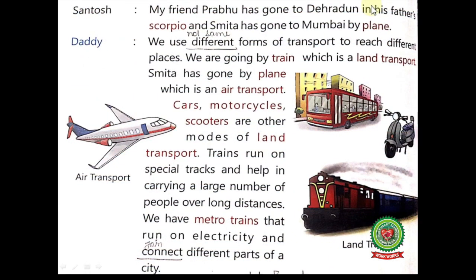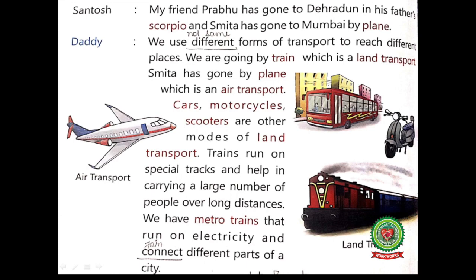Now it's reading time. So open your book at page 74. Santosh: My friend Prabhu has gone to Dehradun in his father's Scorpio and Samita has gone to Mumbai by plane. Now Santosh told his friend Prabhu has gone to Dehradun in his father's Scorpio. Scorpio is a land transport. And Samita has gone to Mumbai by plane. Plane is an air transport.